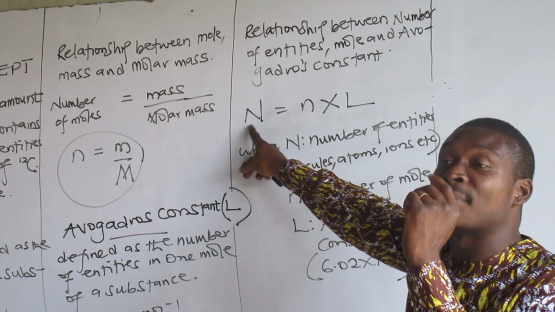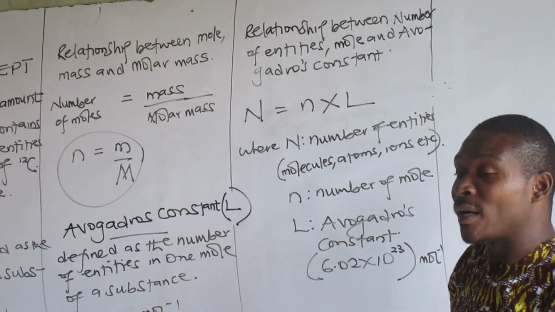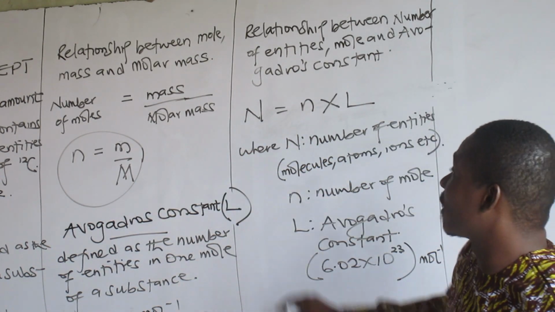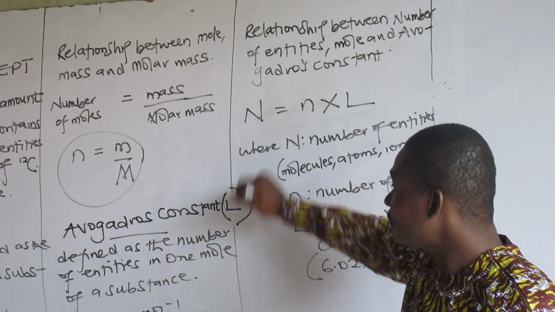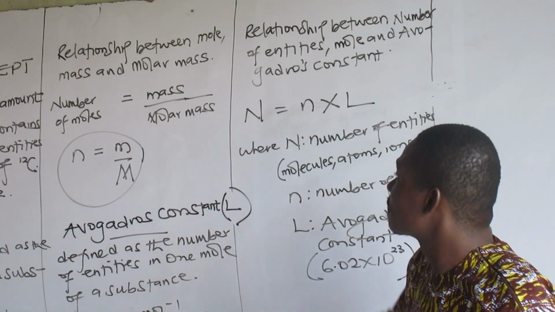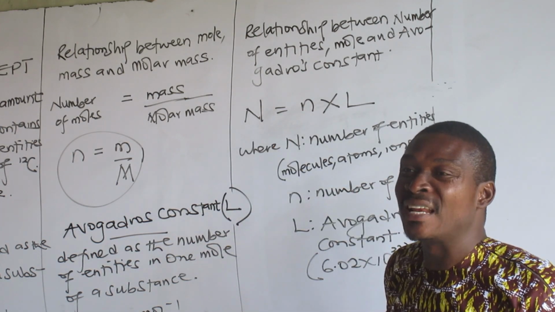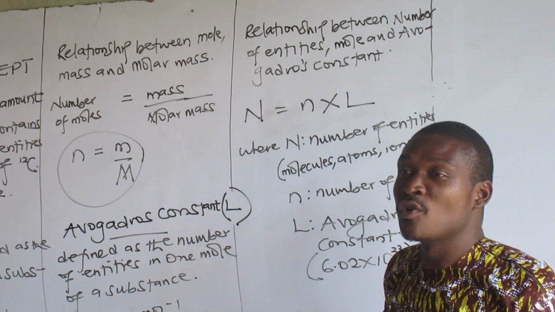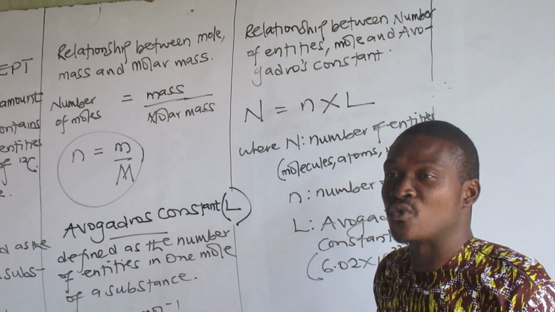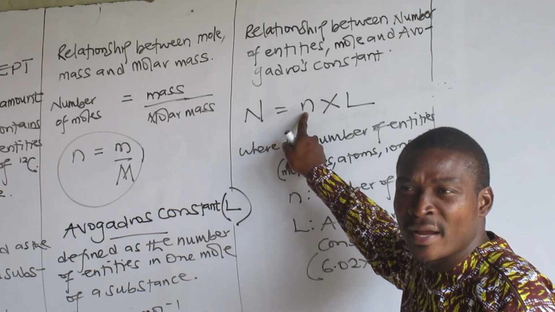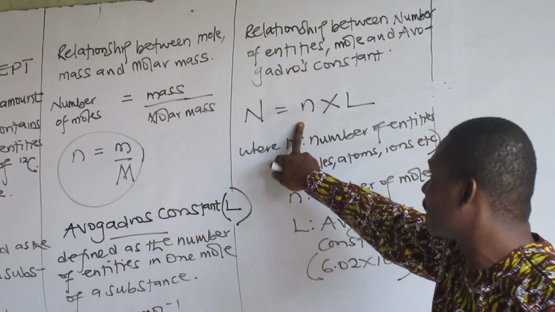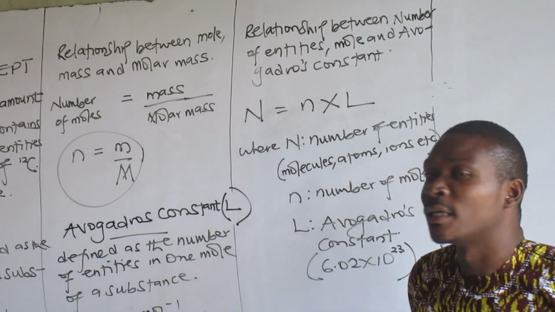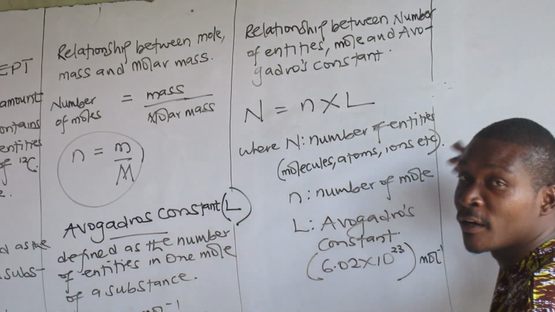So when do we use this capital N? When they tell you find the number of atoms, they are talking about these entities: number of molecules, number of ions, number of electrons. But when you are told number of moles, they are just talking about a small n. Are you okay? So there's capital N, there's small n. Don't mix them up, right? So, now application time.